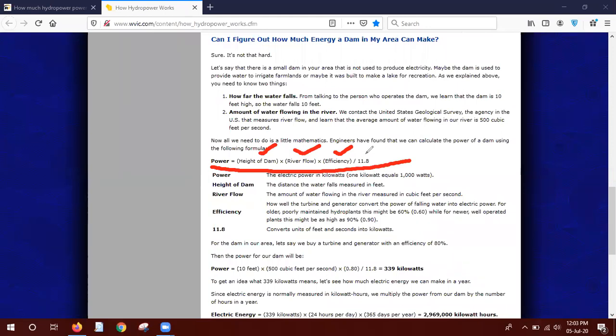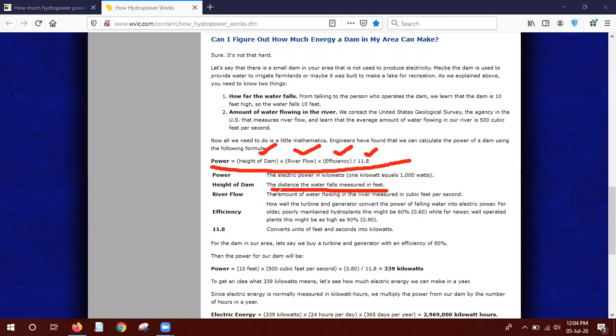And here you can see 11.8. That is a different case because it calculates in feet, which is not the universal SI unit. To convert from feet to SI units, there is a factor. The height of the dam, the distance the water falls, is measured in feet. Everything in this calculation is measured in feet, not in SI units. That's why they use the factor 11.8 to convert everything to SI units. We'll show that next.